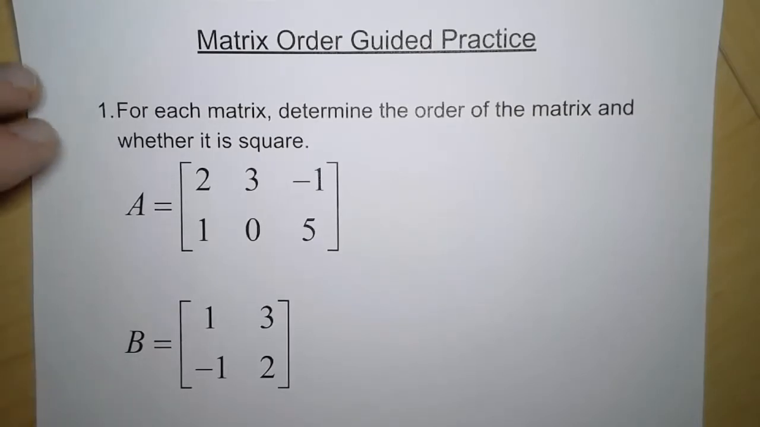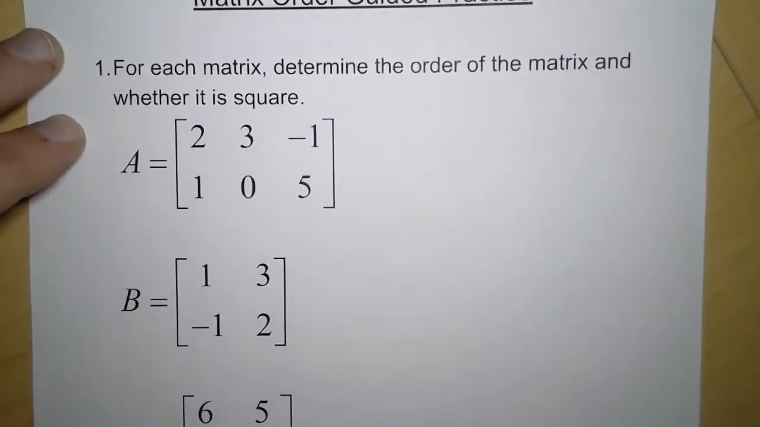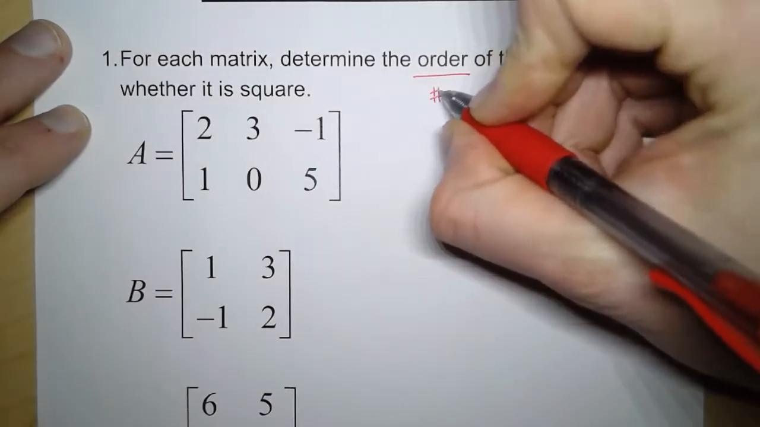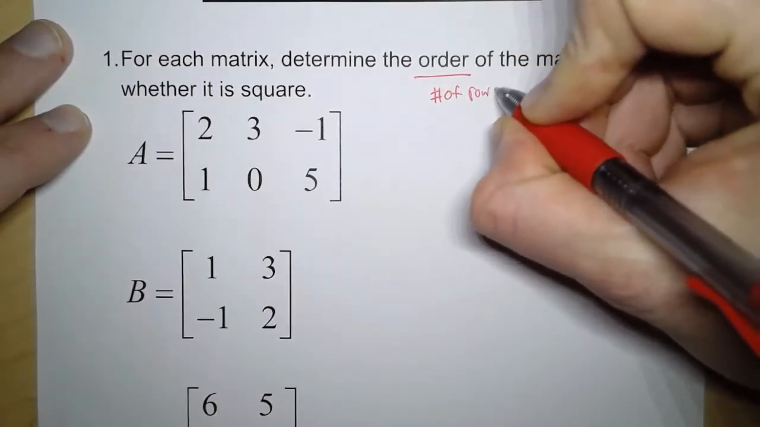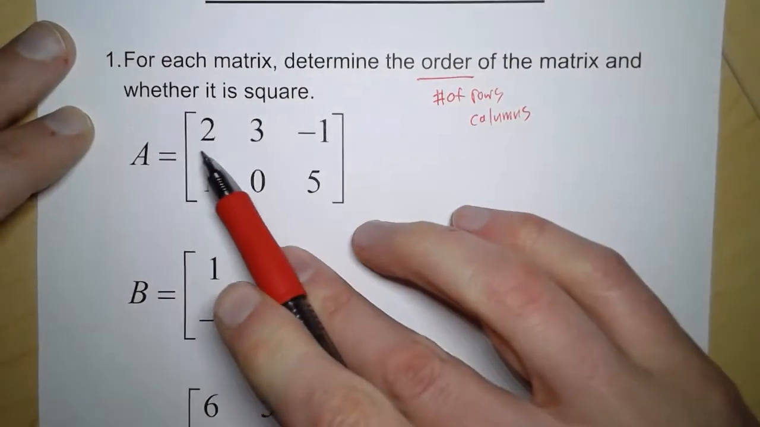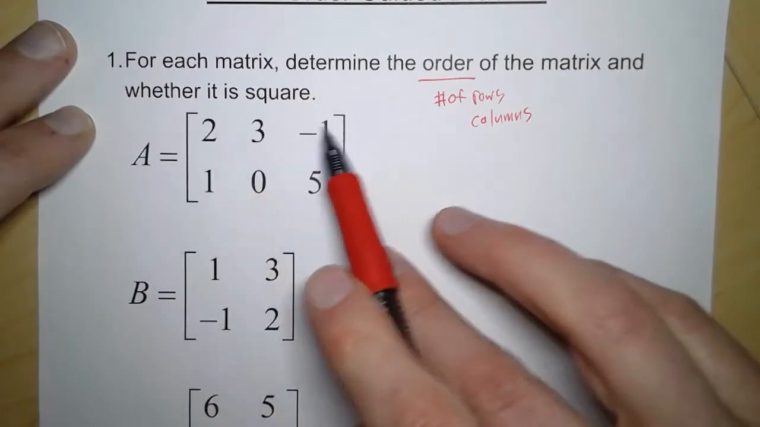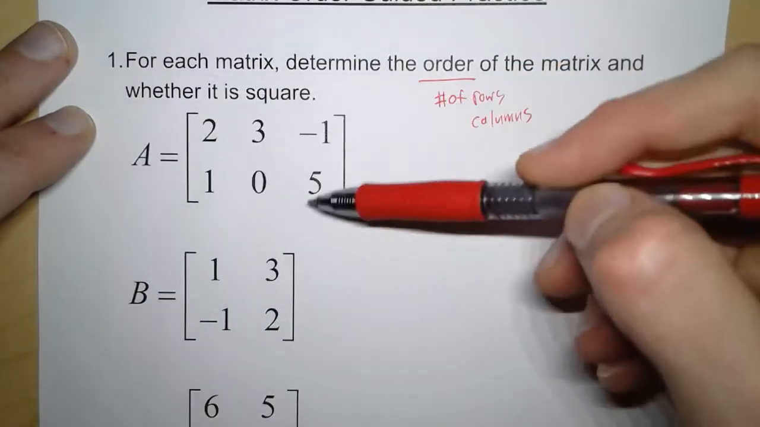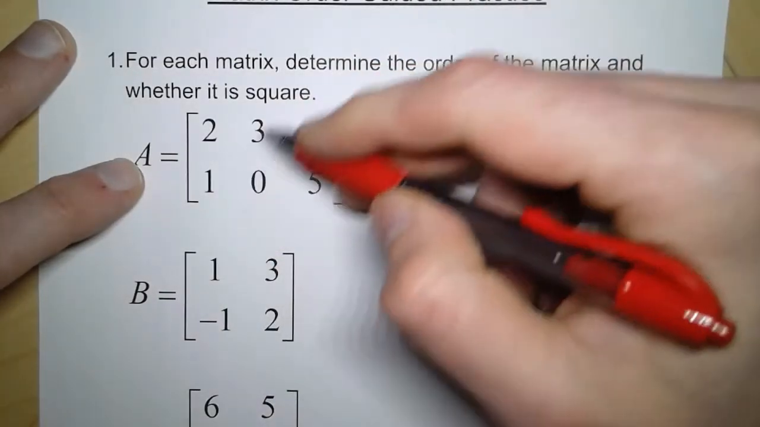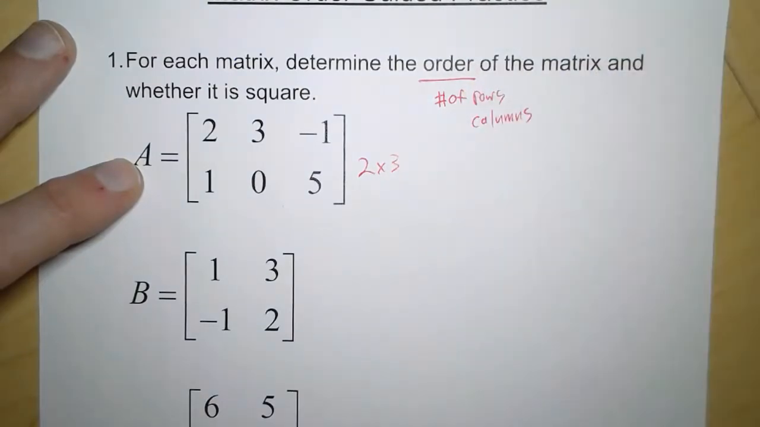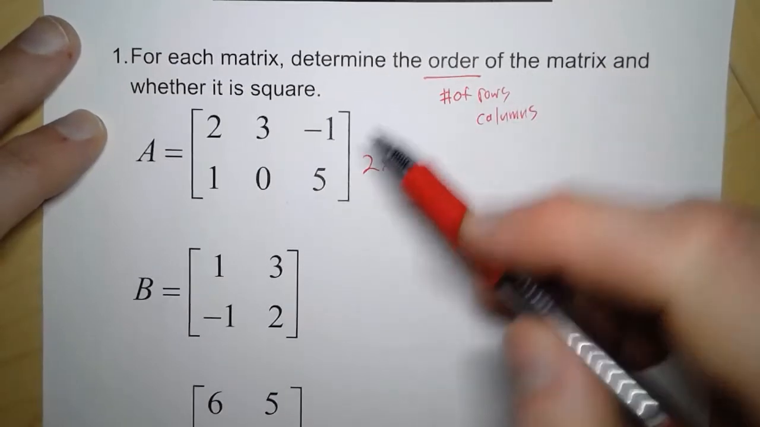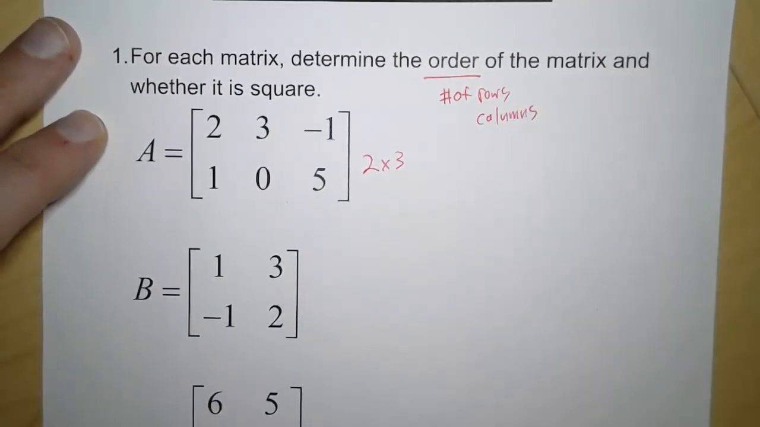So let's get started. Here we have some matrices, and we want to determine the order. Now order basically just means the number of rows and the number of columns. That's all. Number of rows, number of columns. The thing to remember is that the rows are these, they go across, whereas columns go down. So this one has 2 rows, so we write a 2 by, and then we have 3 columns, so it's a 2 by 3 matrix, and that's the order, and that's all it is. So when we're looking for order, find the number of rows and the number of columns.